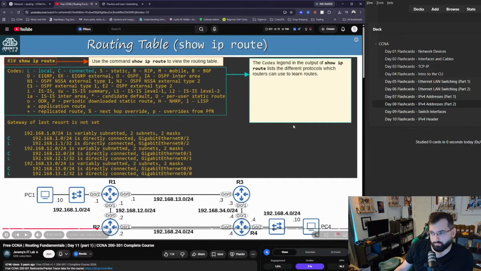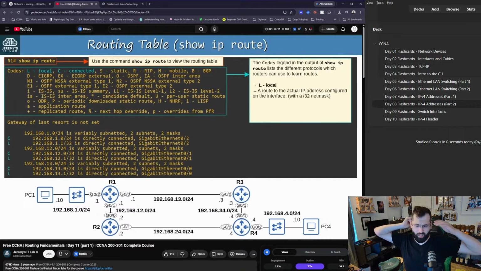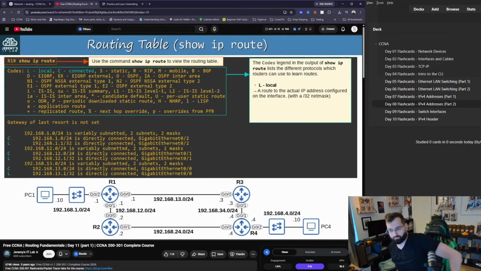The codes legend in the output of show IP route lists the different protocols which routers can use to learn routes, as well as the codes that represent them in the routing table. I've highlighted two in blue here. The first is L, which means local. This code is used for routes to the actual IP address configured on the router's interface, and these routes will have a /32 mask. If you look at the routes below, notice there are 3 routes with L that I've highlighted in blue, one for each of R1's interfaces.